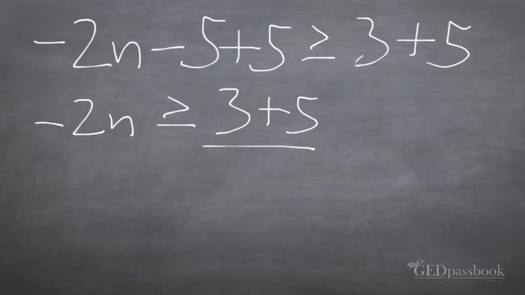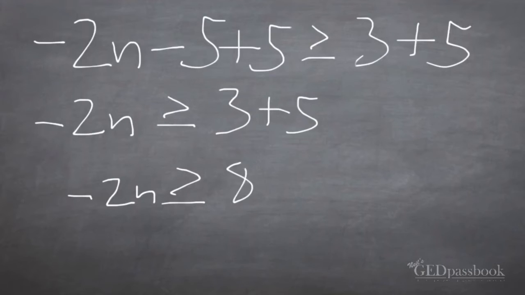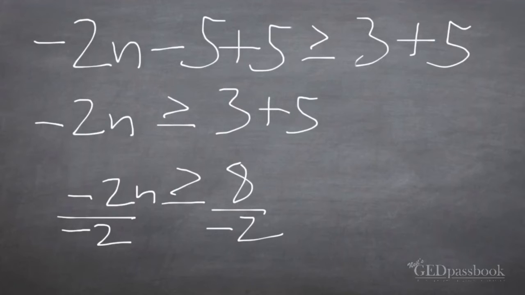Is there anything to do on this side? Yes, 3 plus 5. Obviously, it equals 8. So now the new problem looks like this, and then 8, right? Now what do you do? Well, obviously, you want to leave n by itself, so you divide by negative 2, negative 2. All right, this is the only difference, you guys. This is literally the only difference between inequalities and equations, which is what I'm about to explain right now.